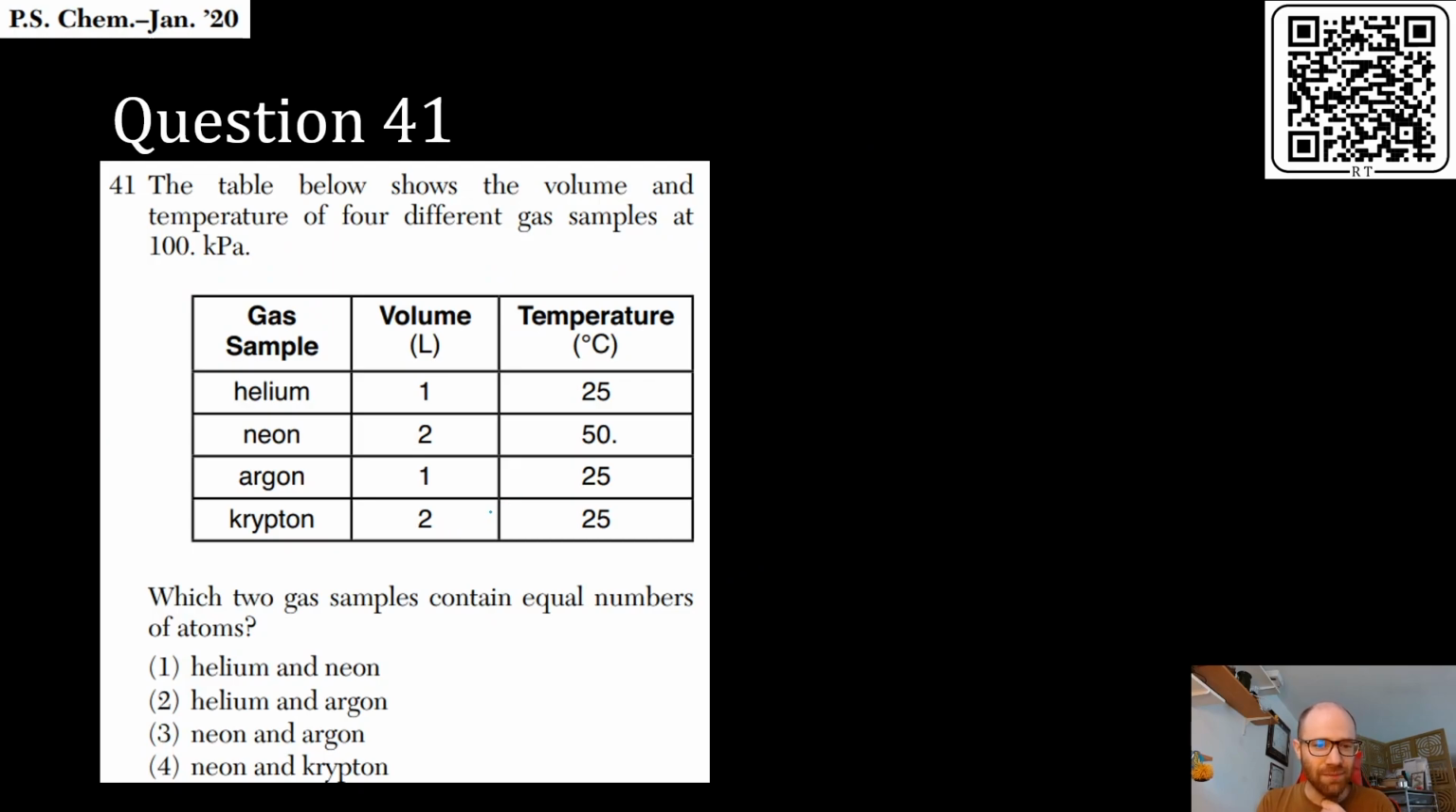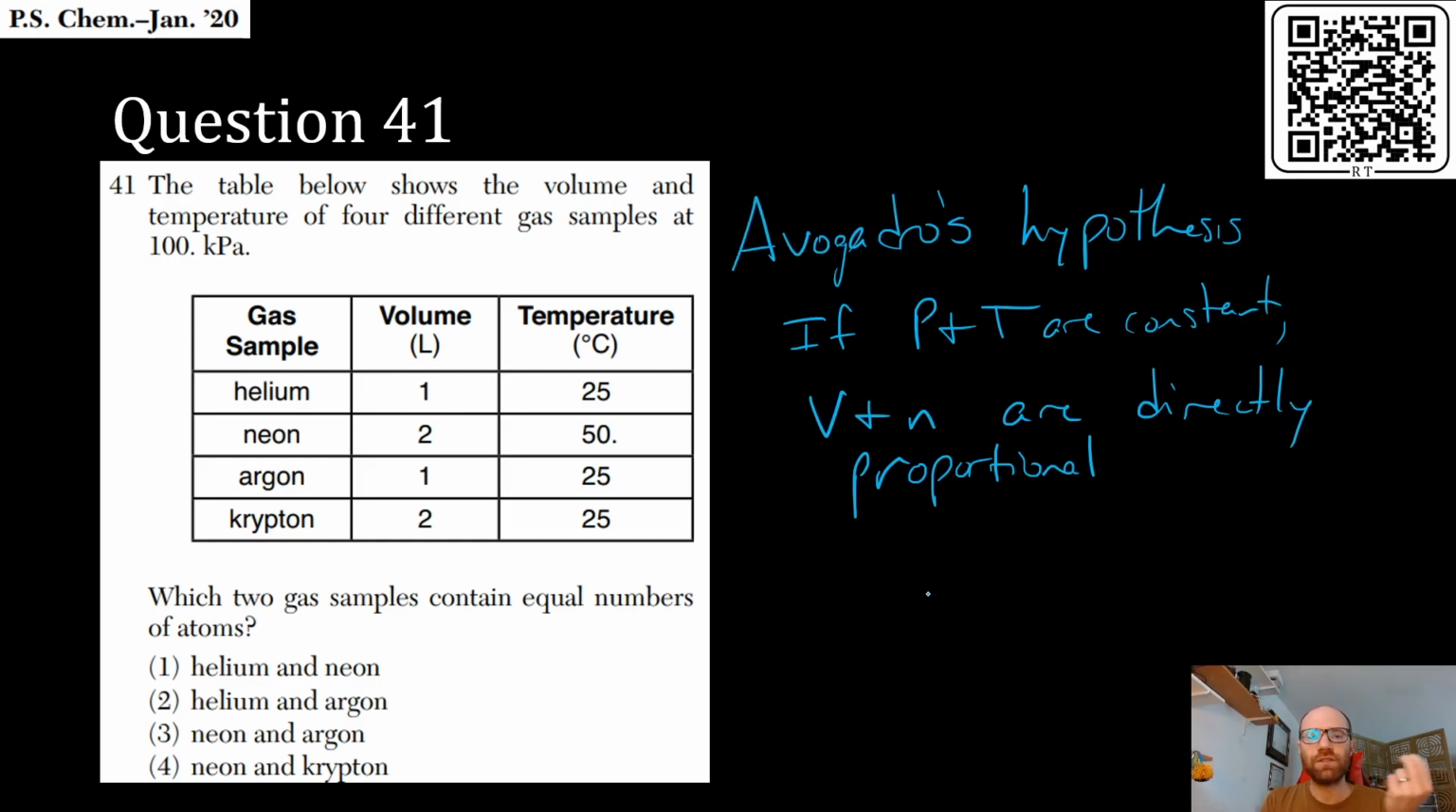41. Equal numbers of atoms. This is Avogadro's hypothesis. If your temperature and pressure are constant, then volume and number of particles are directly proportional. So we're saying number of atoms here. One of the things that's kind of hidden in here is that helium, neon, argon, and krypton are all noble gases, so they are monatomic gases, and the number of atoms is equal to the number of particles. There are no molecules here. So we're kind of skirting around that.